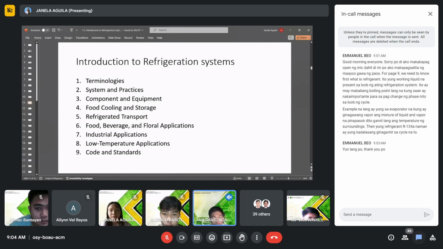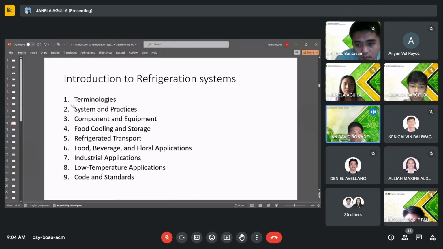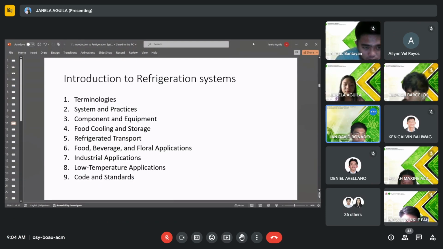Introduction to refrigeration systems. 1. Terminologies. 2. System and practices. 3. Component and equipment. 4. Food cooling and storage. 5. Refrigerated transport. 6. Food, beverage, and floral applications. 7. Industrial applications. 8. Low temperature applications. And 9. Code and standards. Next po.